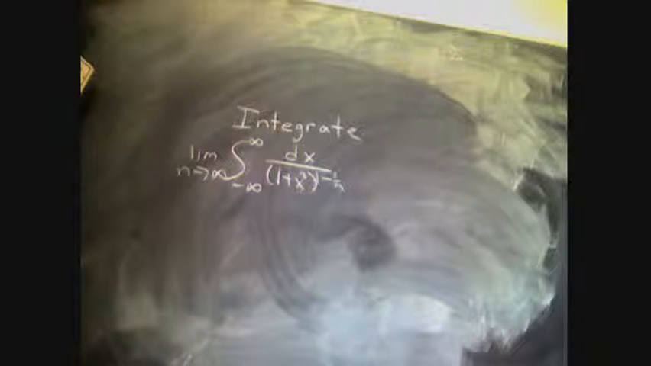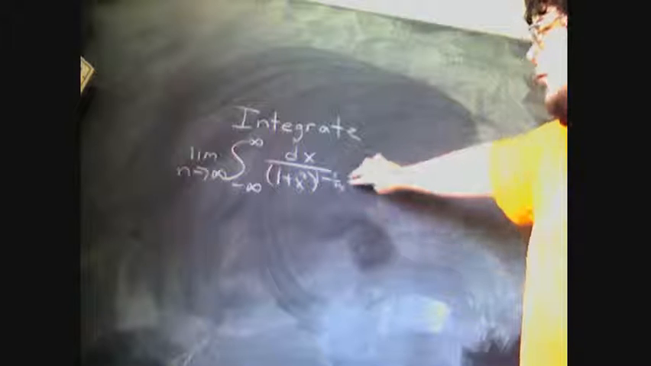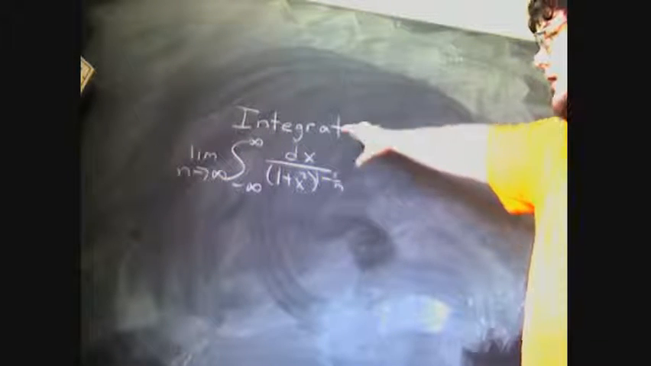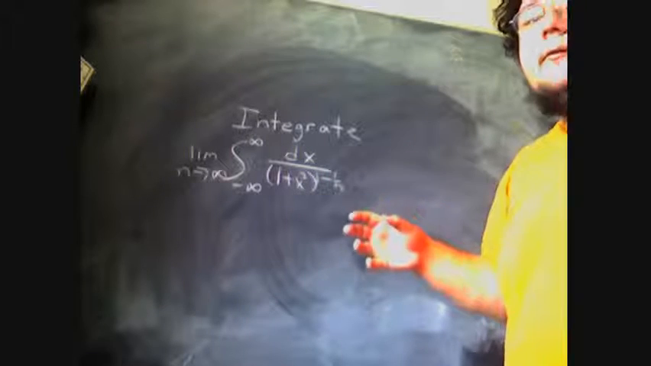So I thought I would do another QualQuest video today. This one should take considerably less time than the last one. Today we are asked to integrate this: 1 over x squared to the 1 minus 1 over n power dx, from the bounds of negative infinity to infinity, and then we want to evaluate that as n goes to infinity.